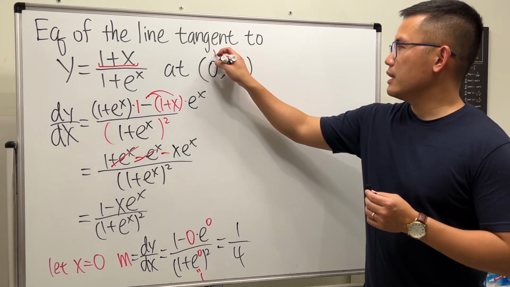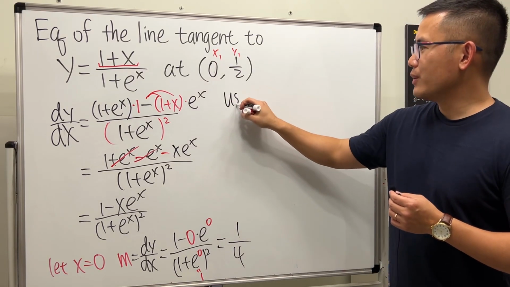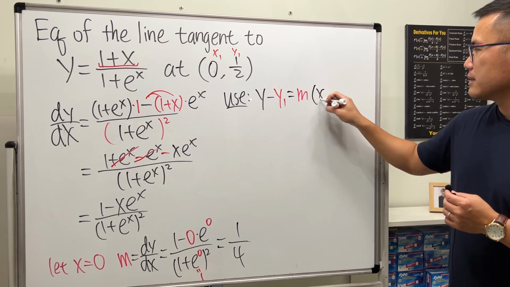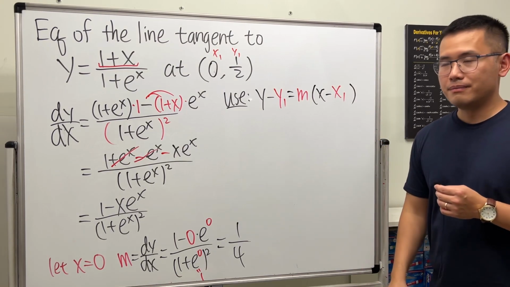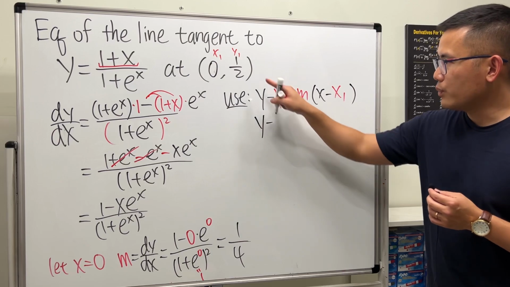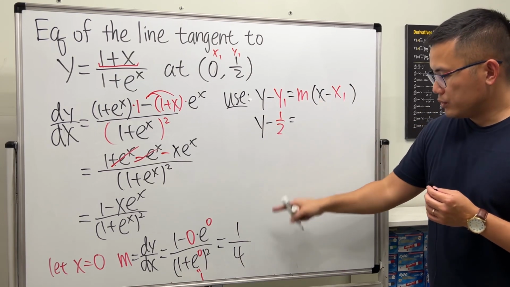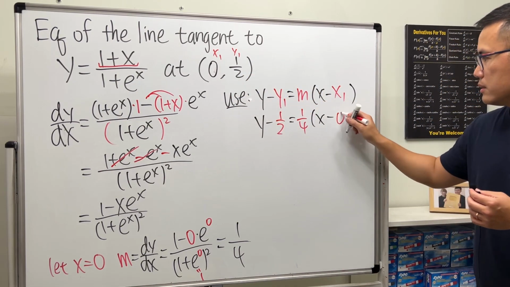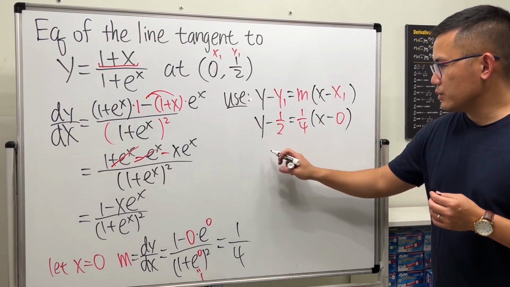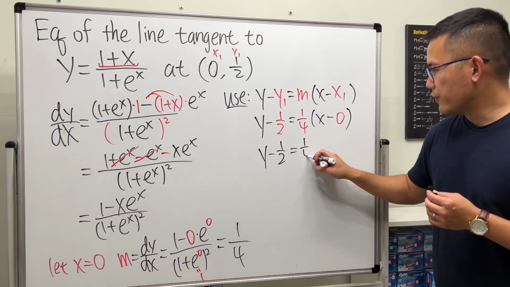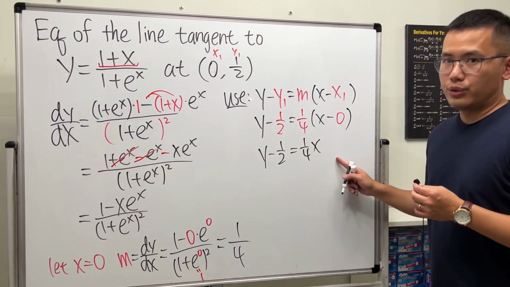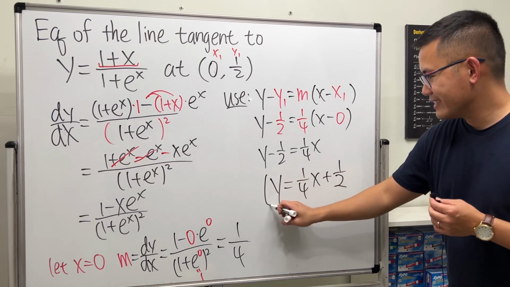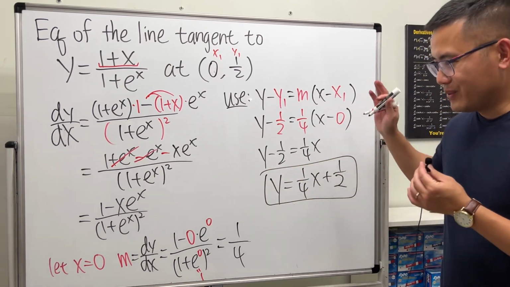All right, this right here is x1, y1. Of course, let's go ahead and use y minus y1 equals m times x minus x1. Plugging in all the numbers, y minus y1, which is 1/2, equals the m, which is 1 over 4, times x minus x1, which is 0. Okay, so distribute this, which is just y minus 1/2 equals 1 over 4 x, and then bring this to the other side, y equals 1 over 4 x plus 1 over 2. That being said, we are done. That's it.